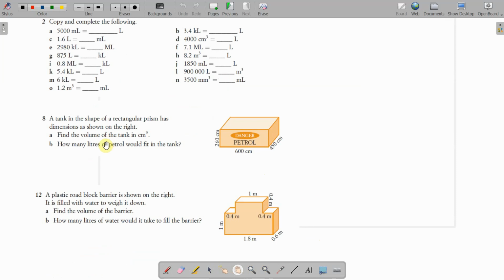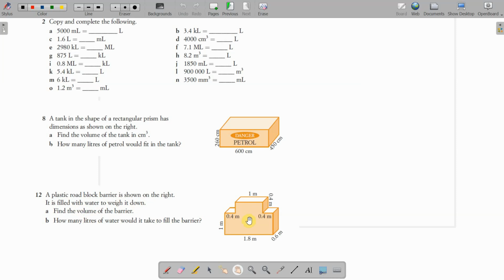As before, find the volume first. Remember to show your working. Once you've found the volume, you can then work out how many litres from the cubic centimetres. Remember, 1,000 cubic centimetres in a litre. And this one here, you need to find the volume again.